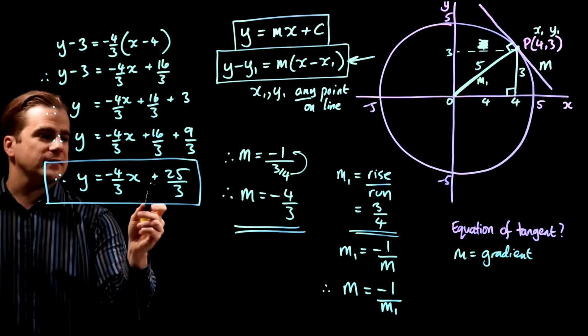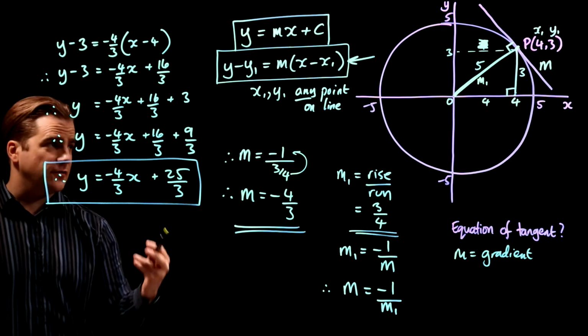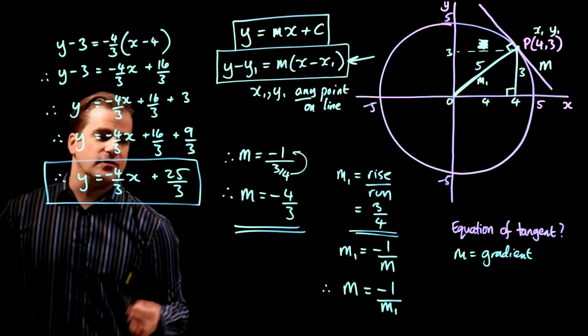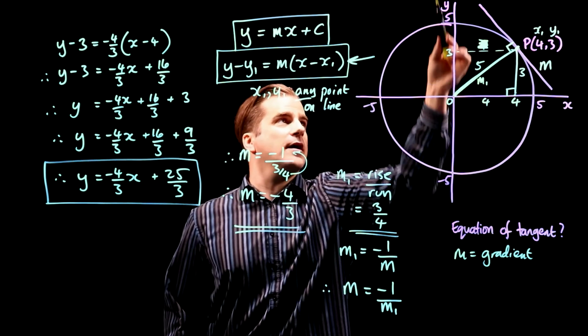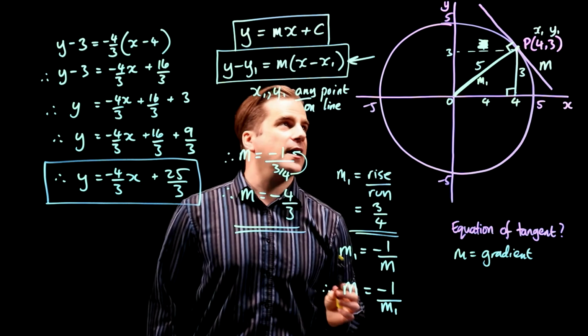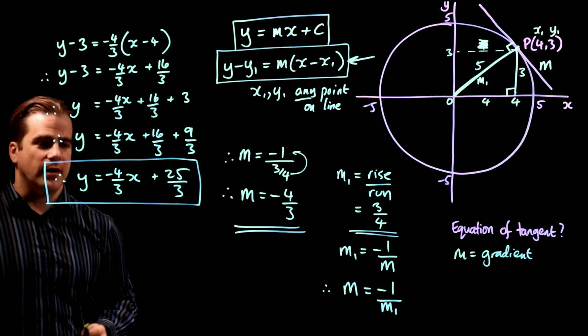Y equals mx plus c. So the y-intercept c, you're not asked this, but just for your information, c is 25 over 3. So it cuts up here somewhere off the screen. It cuts the y-axis at the value 25 over 3. And the gradient is minus 4/3.